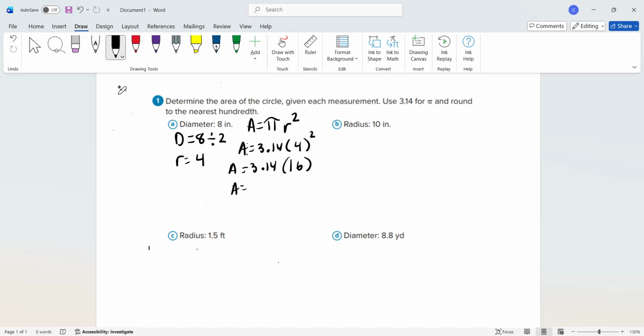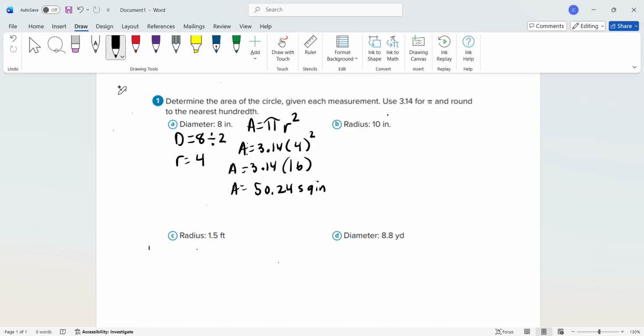When I put that into my calculator, 3.14 times 16 gives me 50.24. So I have 50.24 square inches. That's how we solve the one with diameter. Just to recap, when they give us the diameter, here's the cheat code: divide by 2. If I take my diameter and divide it by 2, that gives me my radius. Now that I have my radius, I put that in for r, then we square r and multiply it times 3.14.